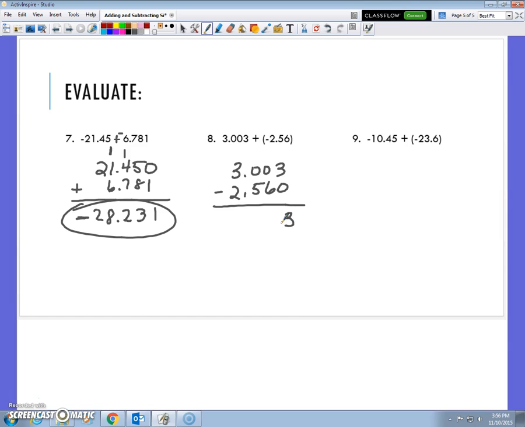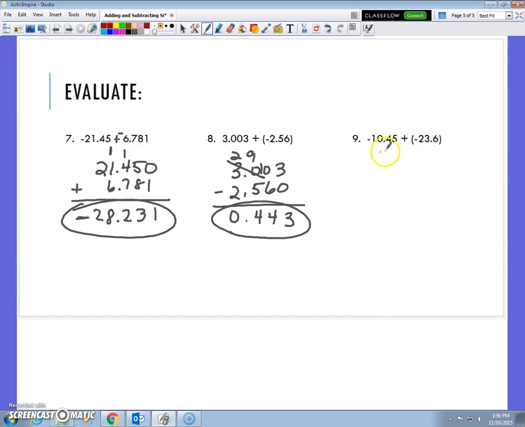3 minus 0 is 3. Ooh, tricky one. I need to borrow for this 0, and this is a 0 as well, so I'm just going to cross this out and call him 29. 30 changes into 29. And that gives me my borrowed hundredths place. 10 minus 6 is 4. 9 minus 5 is 4. And 2 minus 2 is 0. So my solution is 0.443. My evaluated sum.